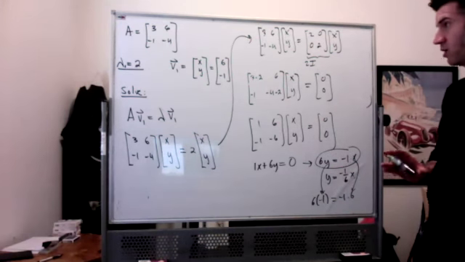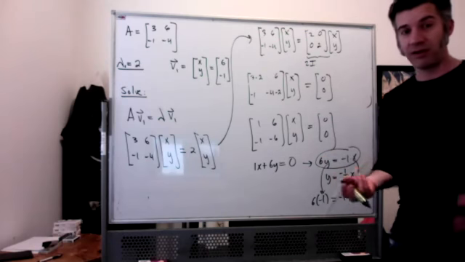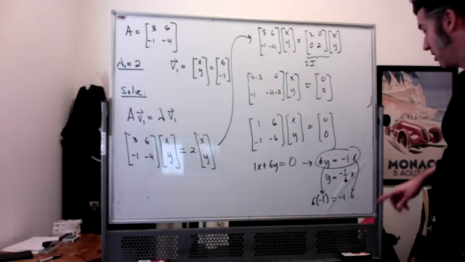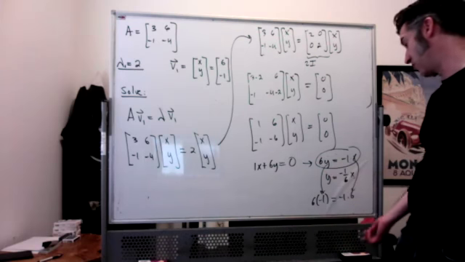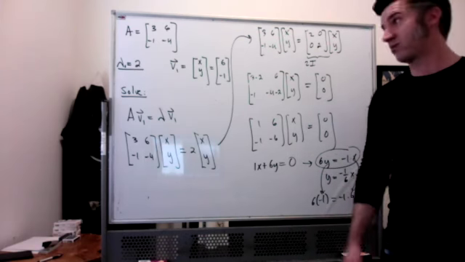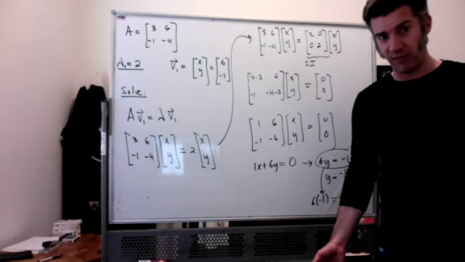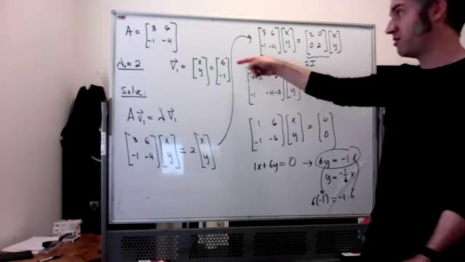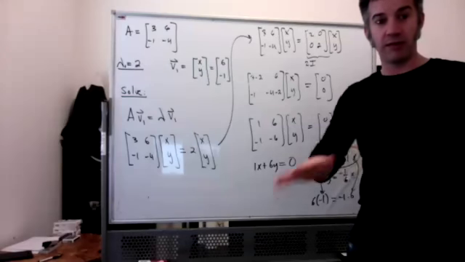Like she was saying in class, clearly there are an infinite number of options. We could have picked x equal to 12 and y equal to negative 2, or x equal to 60 and y equal to negative 10, or x equal to negative 600 and y equal to 100. There's an infinite number of possibilities. The only thing you're not allowed to pick that's a multiple of this vector is 0, 0. The 0 vector is not allowed to be an eigenvector.